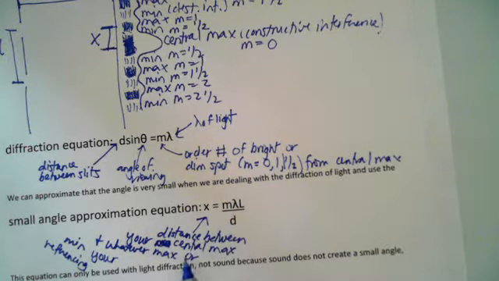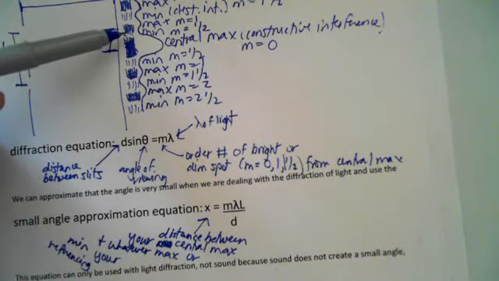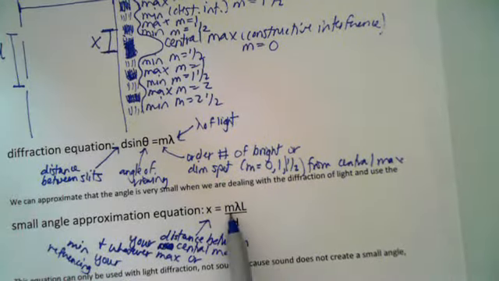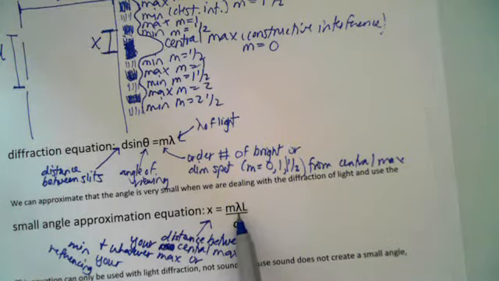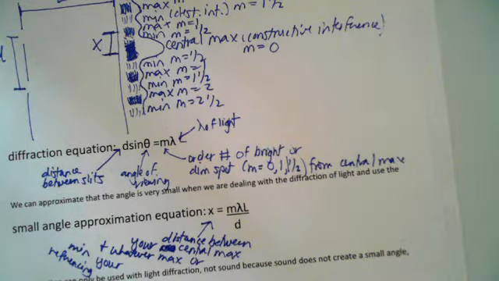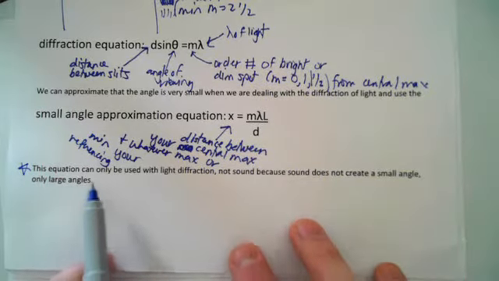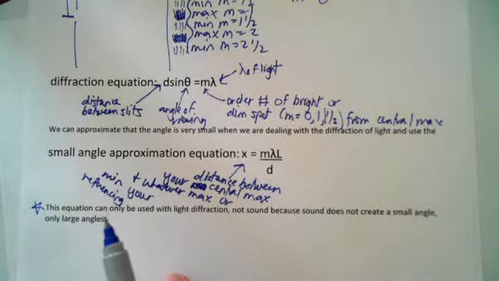So for example, if I would have said, what is the distance to my next max, then that max is M equal to 1, so I'd put M equal to 1. This is your wavelength of light coming through the slits. This is the distance between the screen and the slits, and that's the distance between the slits, just like in the previous equation.